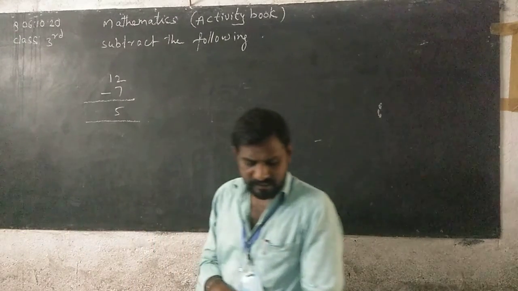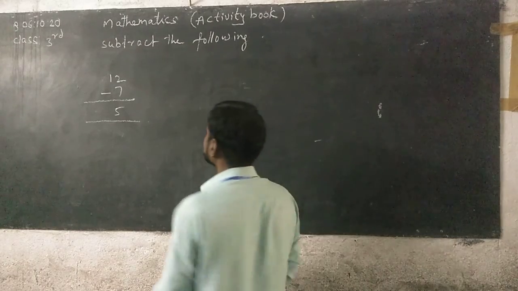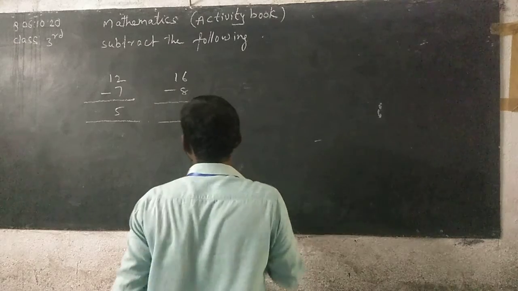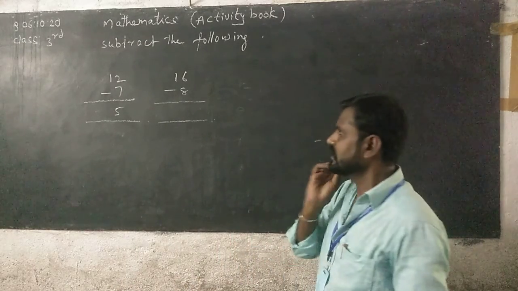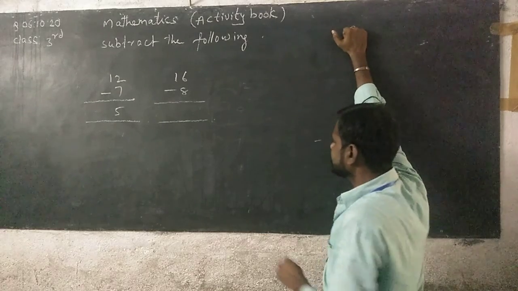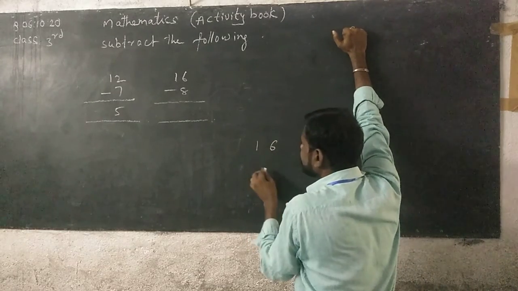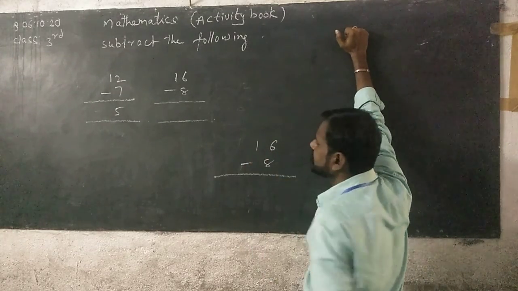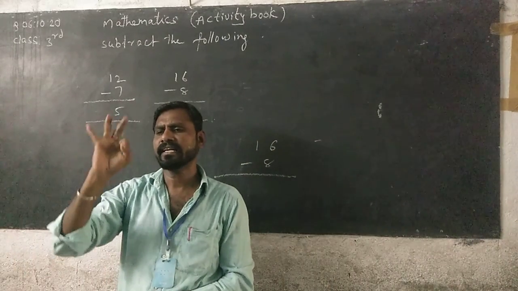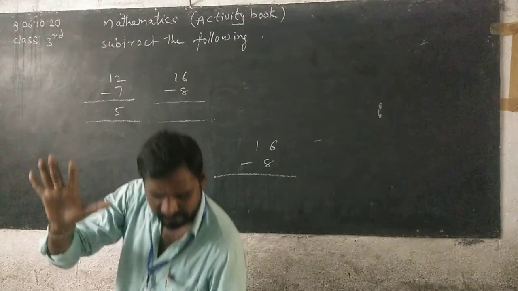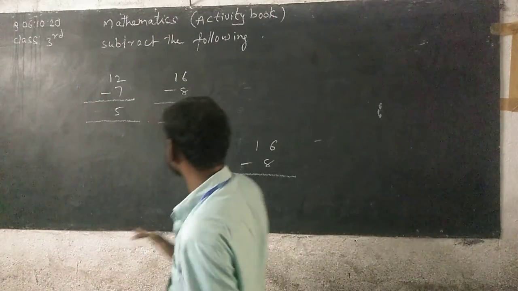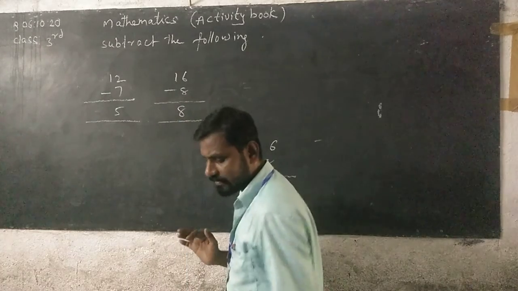So next, 16 minus 8. 16 minus 8. See here, you can do it with two methods. Now I am saying the first method. 16 minus 8. You can do it directly. See, after 8: 9, 10, 11, 12, 13, 14, 15, 16. You get 8. So now next, the second method.